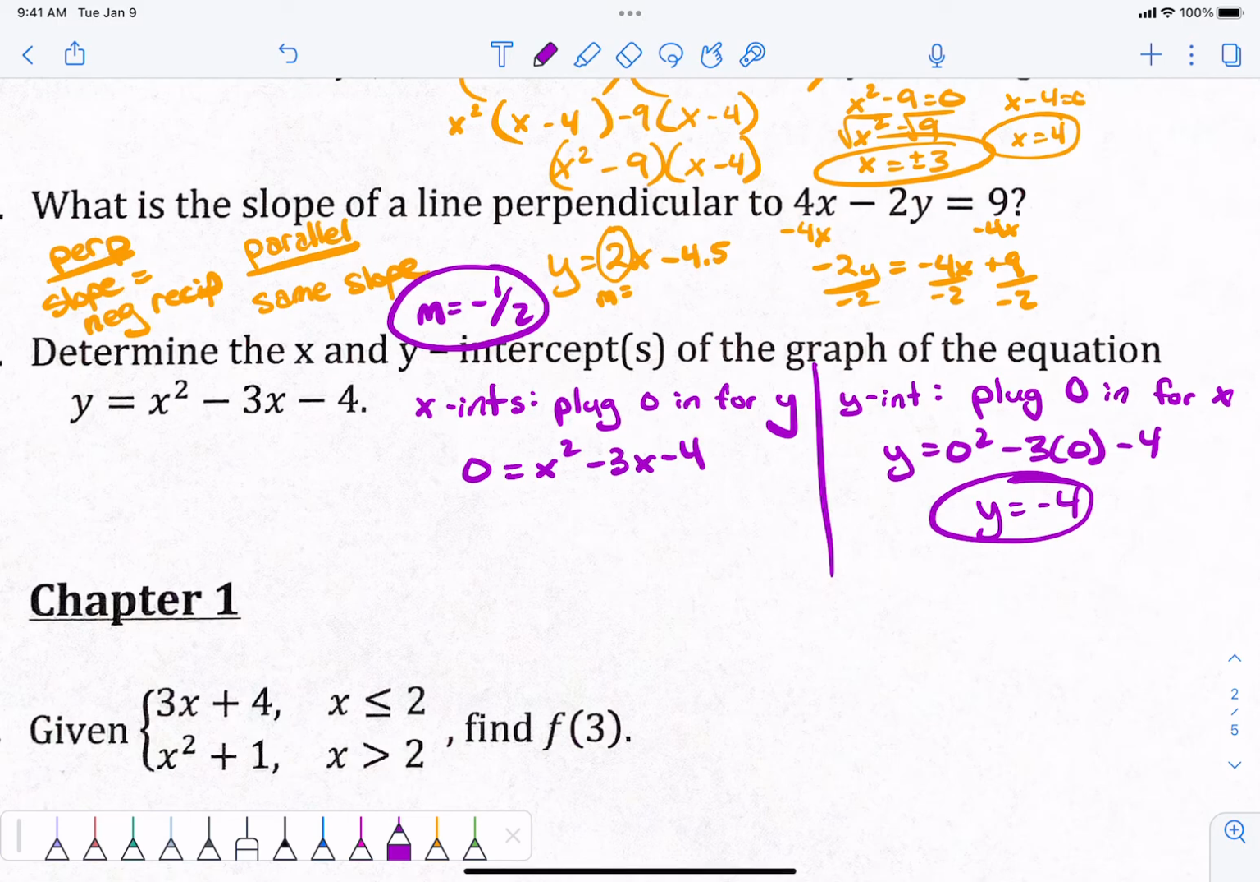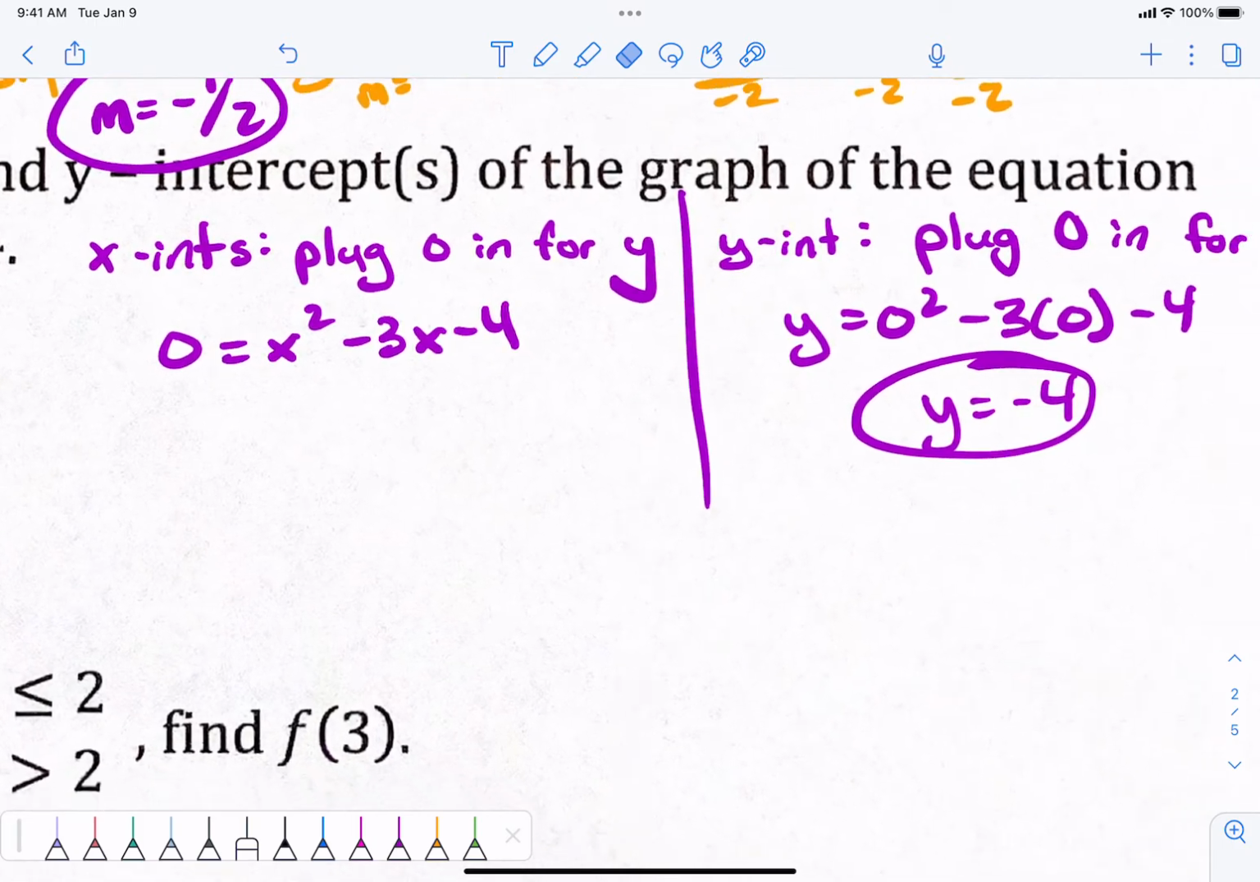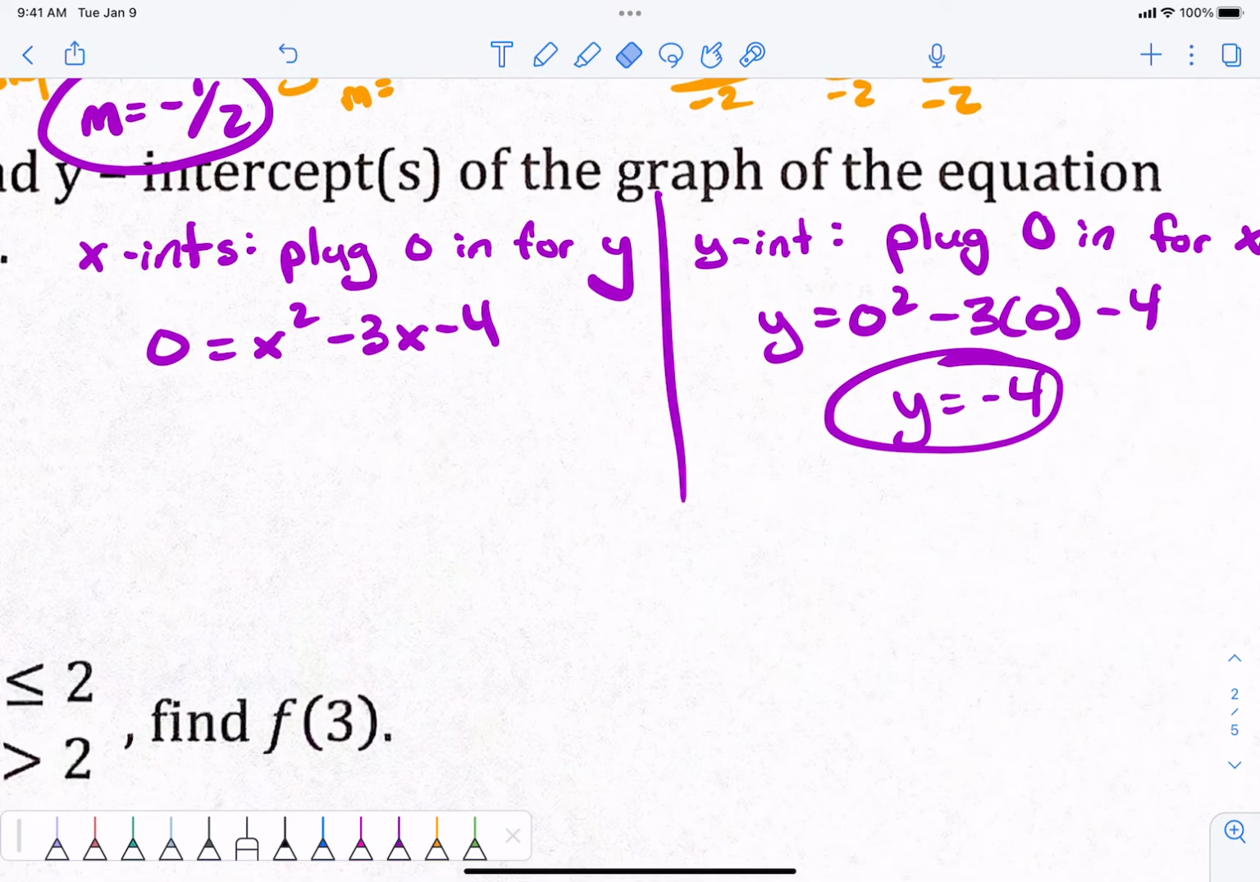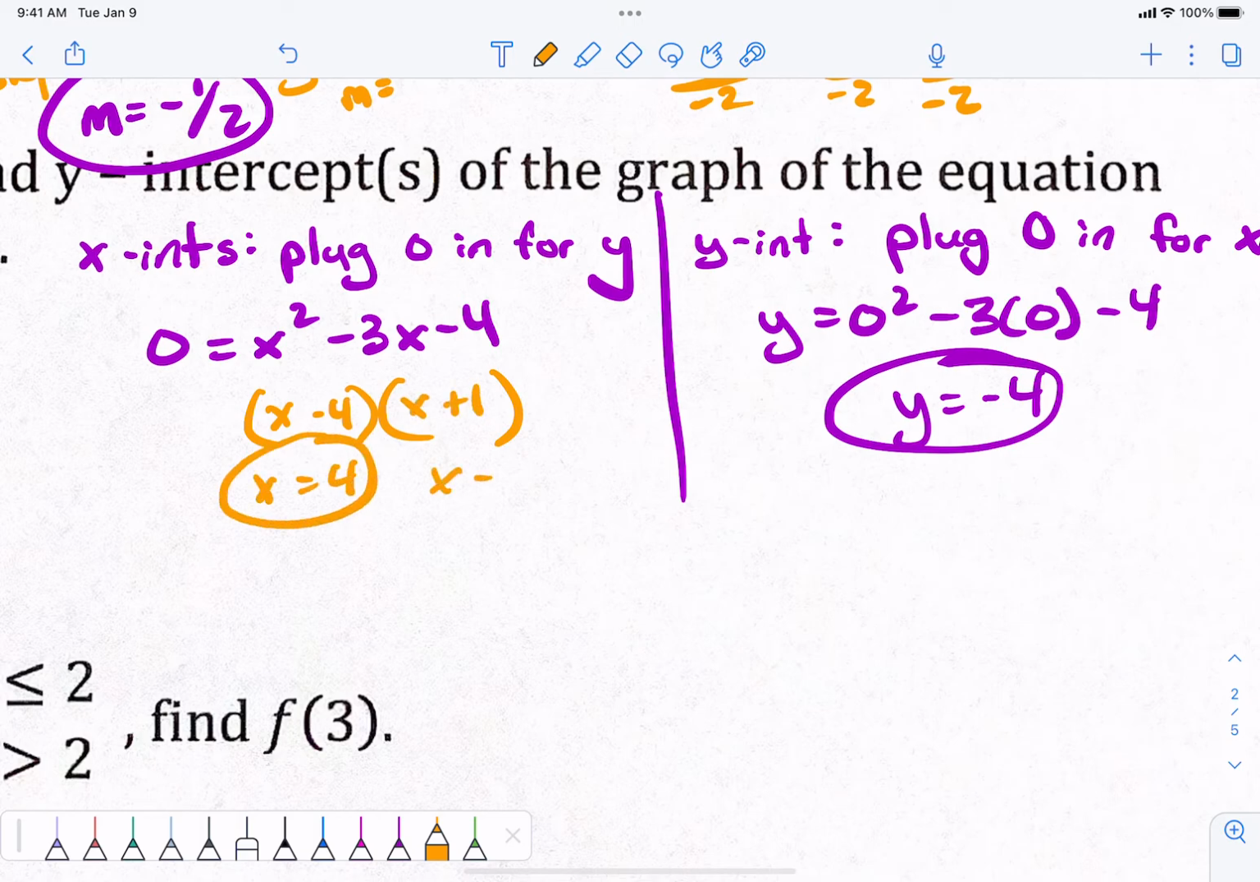Break it down. 4 and 1. Negative 4, positive 1. And the thing is, it's not hard. It's just like factoring. It's fine. X minus 4, x plus 1, x equals 4, x equals negative 1.